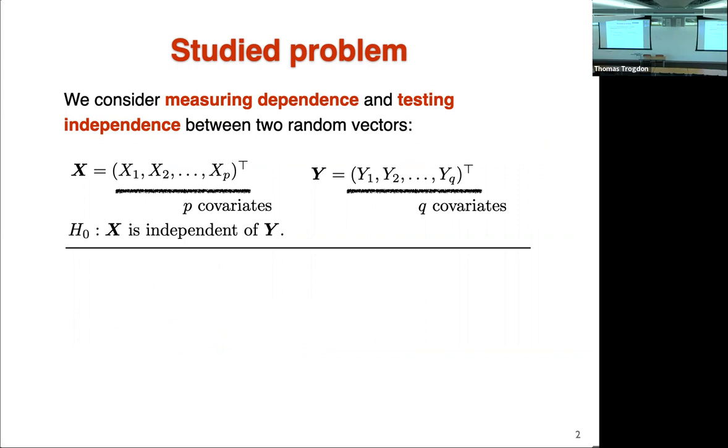So the problem is very simple. It's one of the most classic problems in statistics. We have random vector X, we have random vector Y. X is p-dimensional, Y is q-dimensional. We wish to measure the dependence strength. I haven't defined it, but I hope everybody gets a sense of what dependence means. And testing independence is about hypothesis testing of the null hypothesis that X is independent of Y. Measuring dependence and testing independence are, of course, correlated. So it seems natural to put them together in one go.